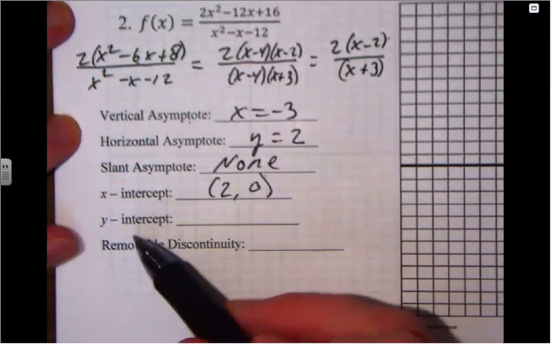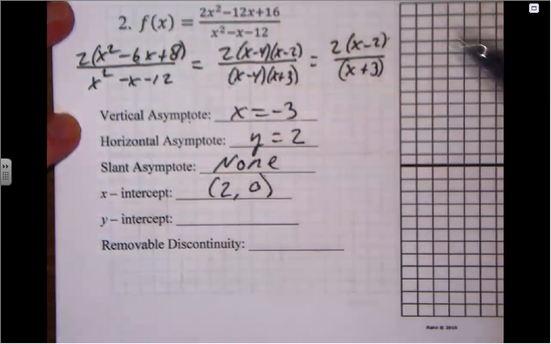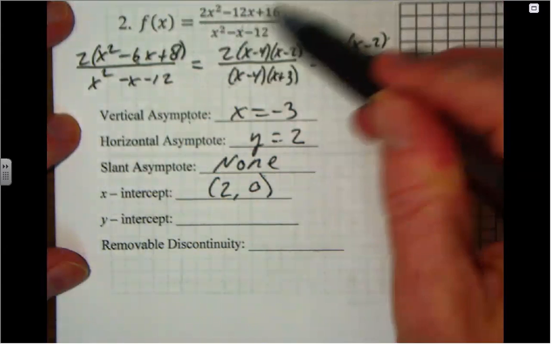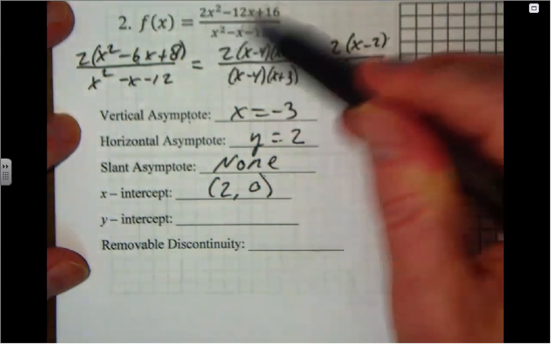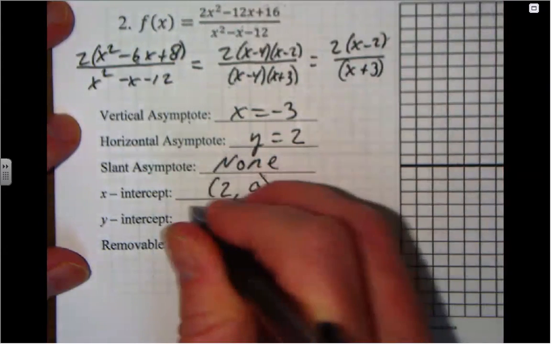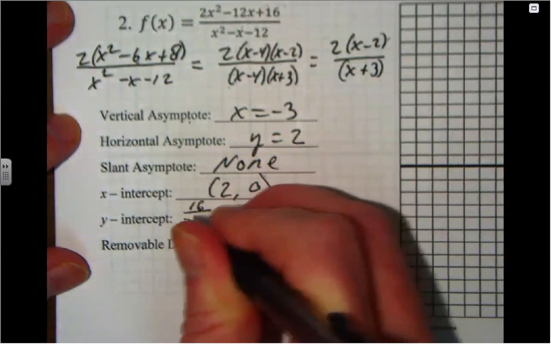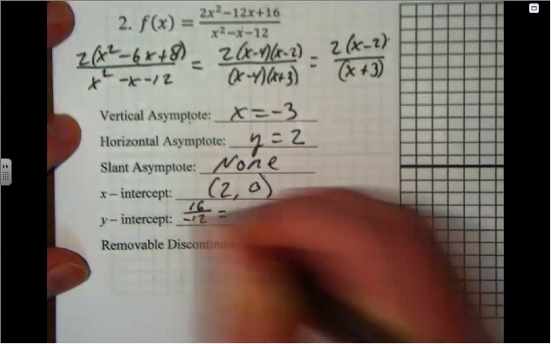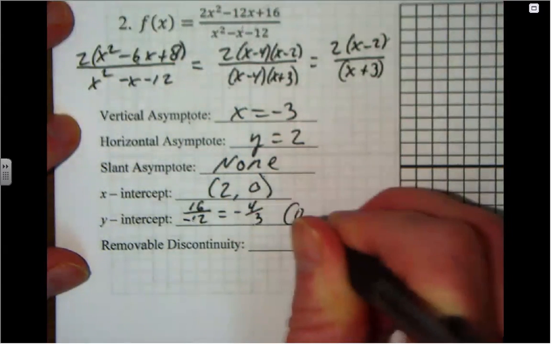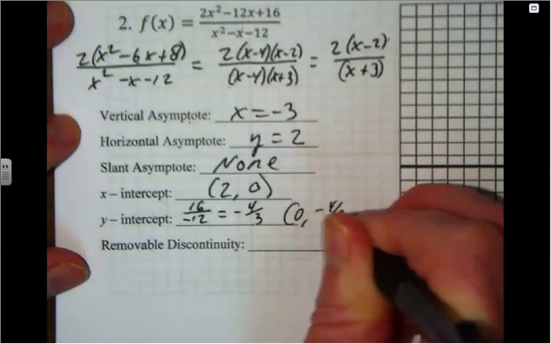The y-intercept is the other one where, again, I think it's easier just to go back to the original function. Again, all of the x's are going to drop out when you plug in 0 for x's. So you have a 16 over 12, or -12, I should say. Divide both those by 4, and you get -4 over 3. So it's the point (0, -4/3).